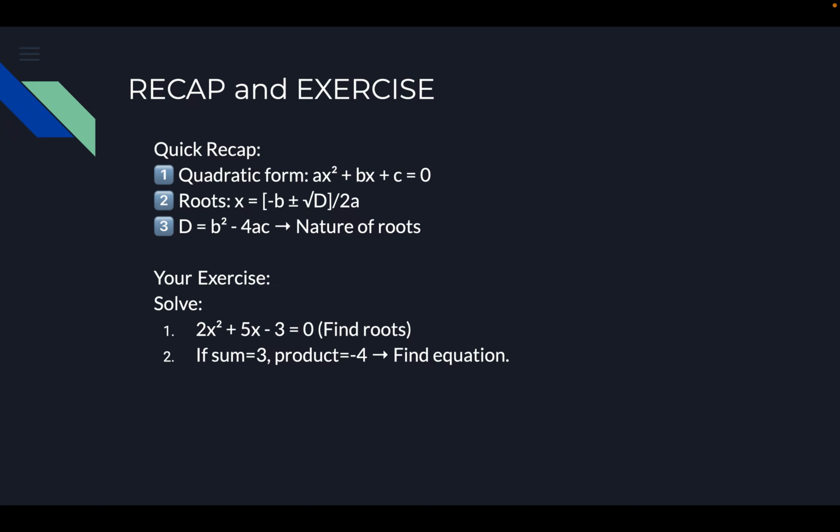So your exercise for today is to solve these two equations. 2x square plus 5x minus 3 equal to 0. Find the roots of it. And the second one is, if the sum equal to 4 and product equal to minus 4, find the equation of this.